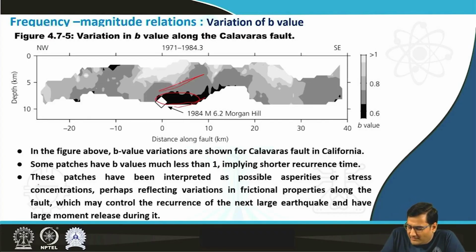The reason for these patches is that they have been interpreted as possible asperities. Asperities mean weak zones or stress concentrations, perhaps reflecting variations in the frictional properties along the fault, which may control the recurrence of the next large earthquake and have a large moment release during it.